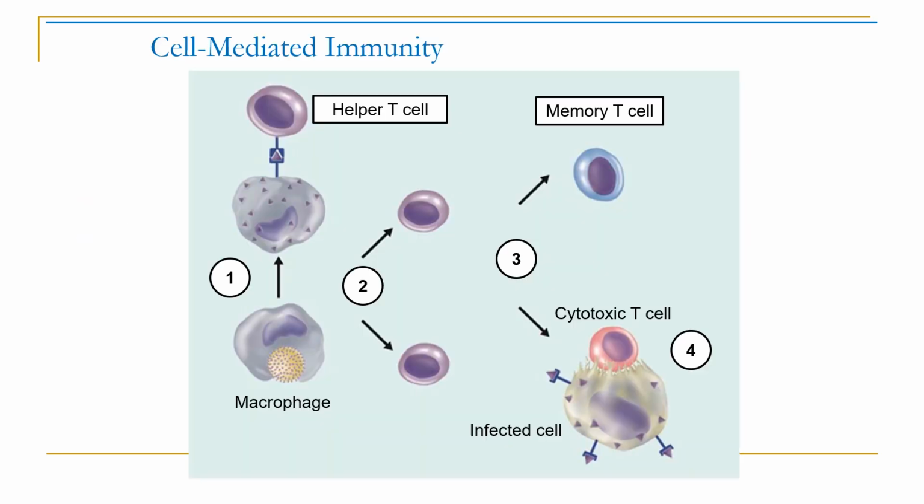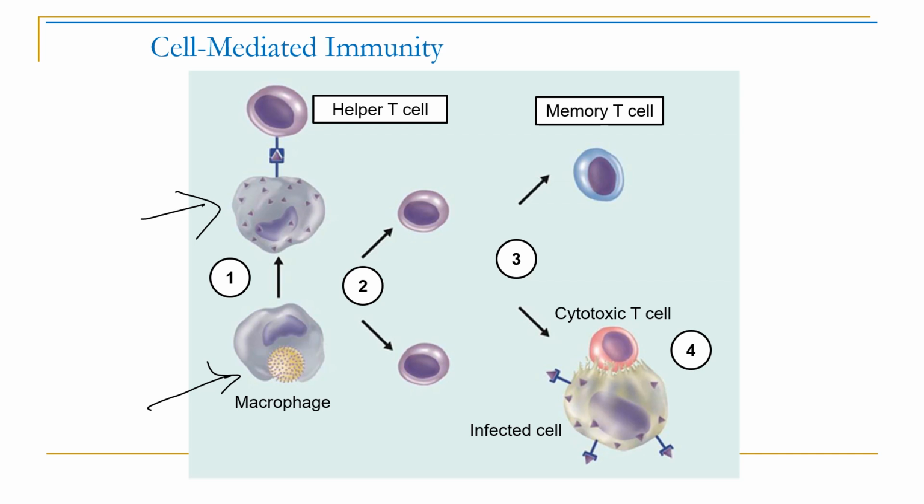So here's a picture of the cell-mediated immunity response. You have the macrophage down here if you're looking at number 1, and the macrophage is trying to eat an invader. The invader is the spiky little virus thing there, and its job is to try to eat that. The macrophage is going to engulf it, and then here we have the antigens being displayed on the edge of the macrophage.